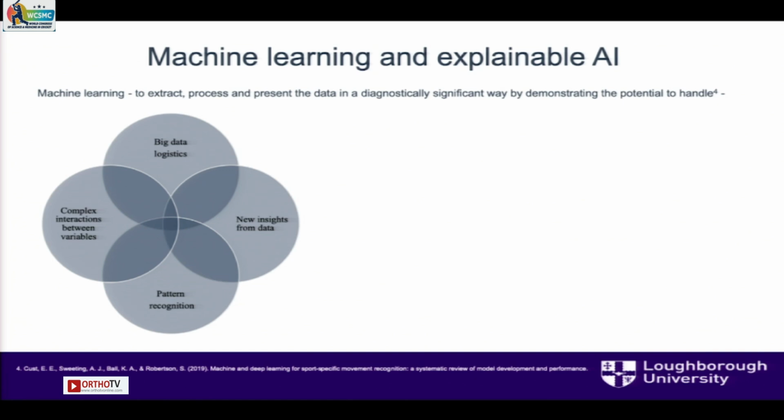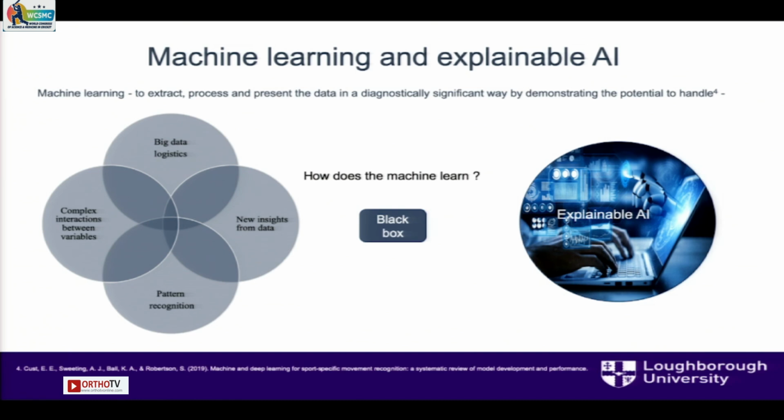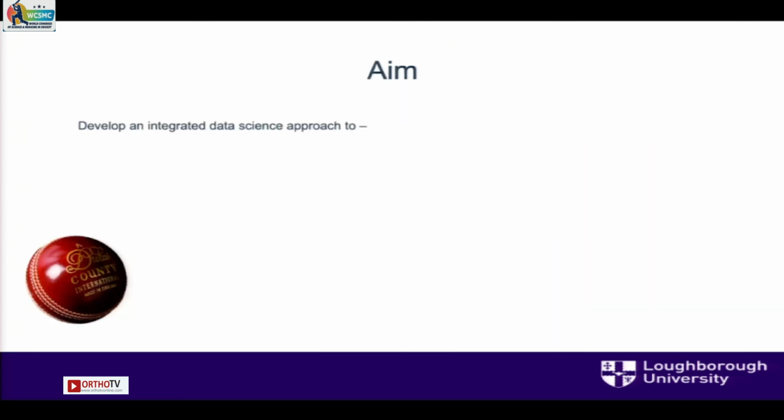But what that also does is create a black box. So we want to know, how does the machine learn? It's important to decode all of the machine learning analysis, and we do that using explainable AI. Explainable AI are different approaches that help us decode the black box using different statistical approaches that help us understand the complex nonlinear relationship that might be underlying in the performance patterns.